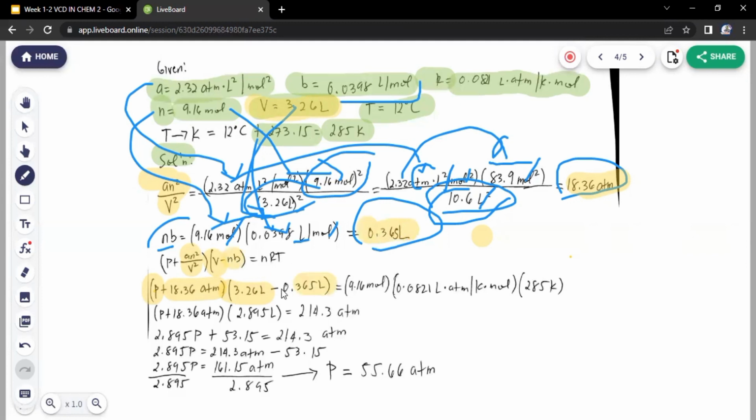And then the next thing that you need to do is find the value of your N, plug in that is 9.16 moles from here. And then the value of your R constant, that is 0.0821 liters multiplied to atmospheric pressure over Kelvin per mole.